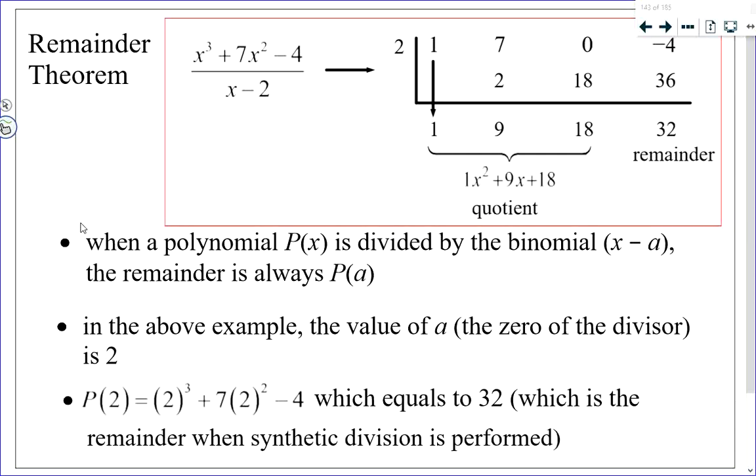If I figure out what p of 2 is, that means I'm going to put 2 in for x in the original polynomial. It was x cubed plus 7x squared minus 4. Well, it becomes 2 cubed plus 7 times 2 squared minus 4. And if you check that out, that equals 32. That is the remainder when synthetic division is performed.